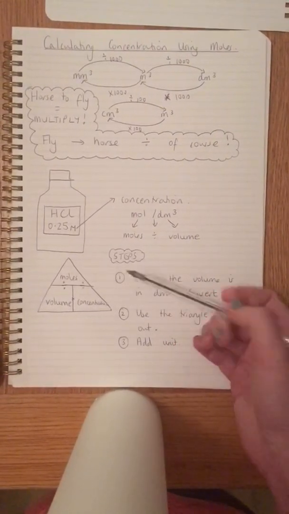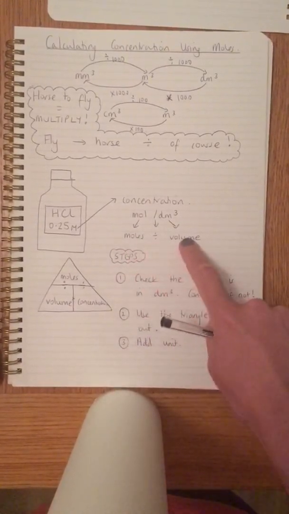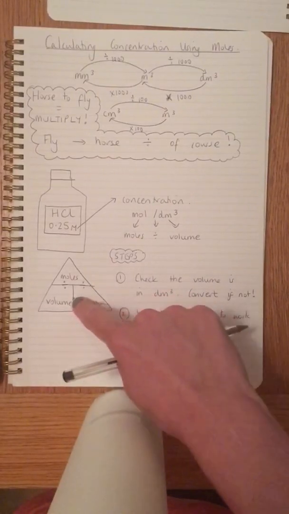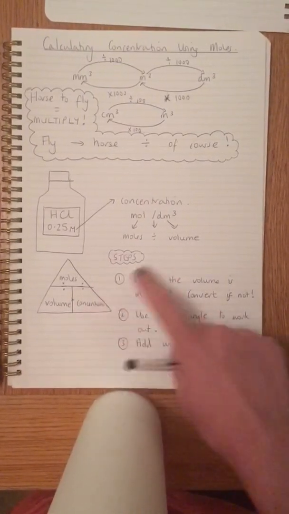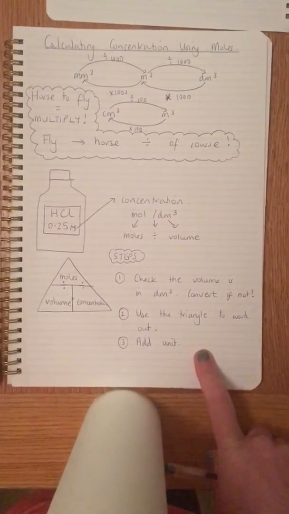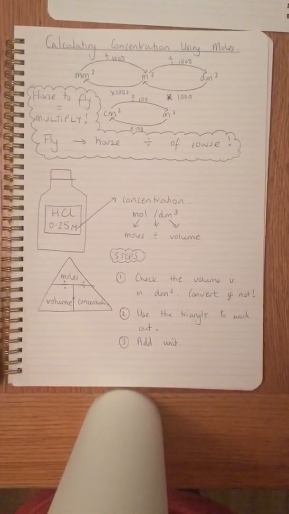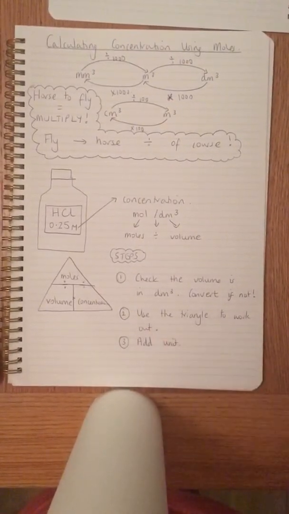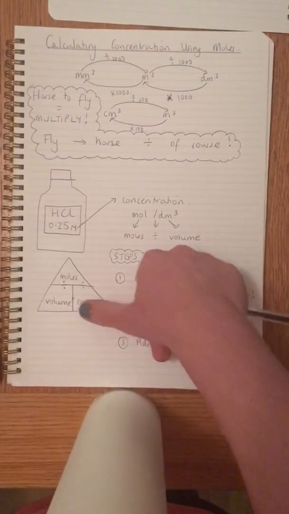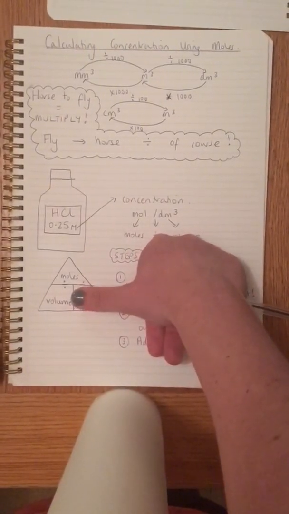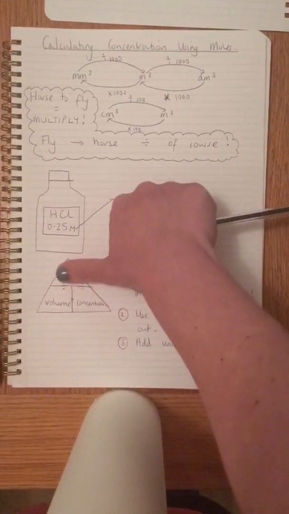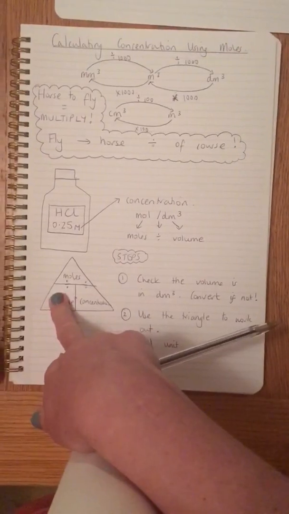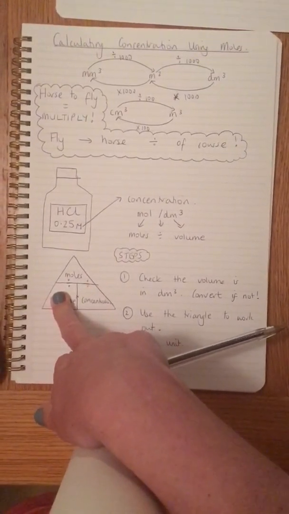If we put that into a triangle, of course, moles divided by volume, concentration fills that final box. There are 3 steps to this equation. Number 1, check the volume is in decimetres cubed. Convert if it's not. That's always your first step, conversion. Second, use the triangle to work it out. If you want to work out concentration, you cover that up and do moles divided by volume. If you wanted to work out moles, you would do volume times concentration. And if you wanted to work out volume, you would do moles divided by concentration.